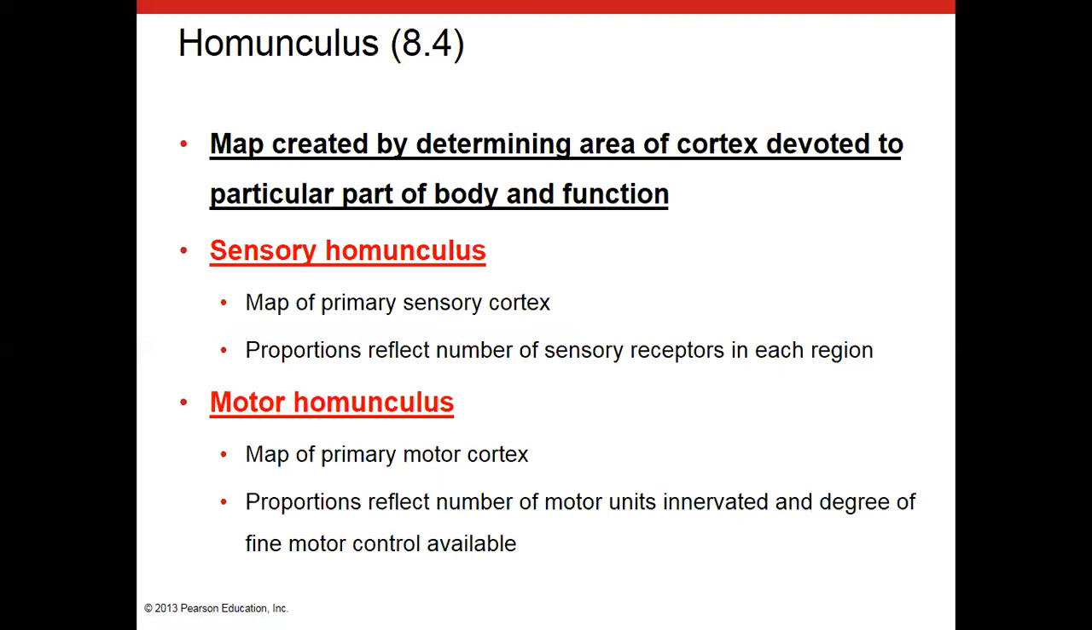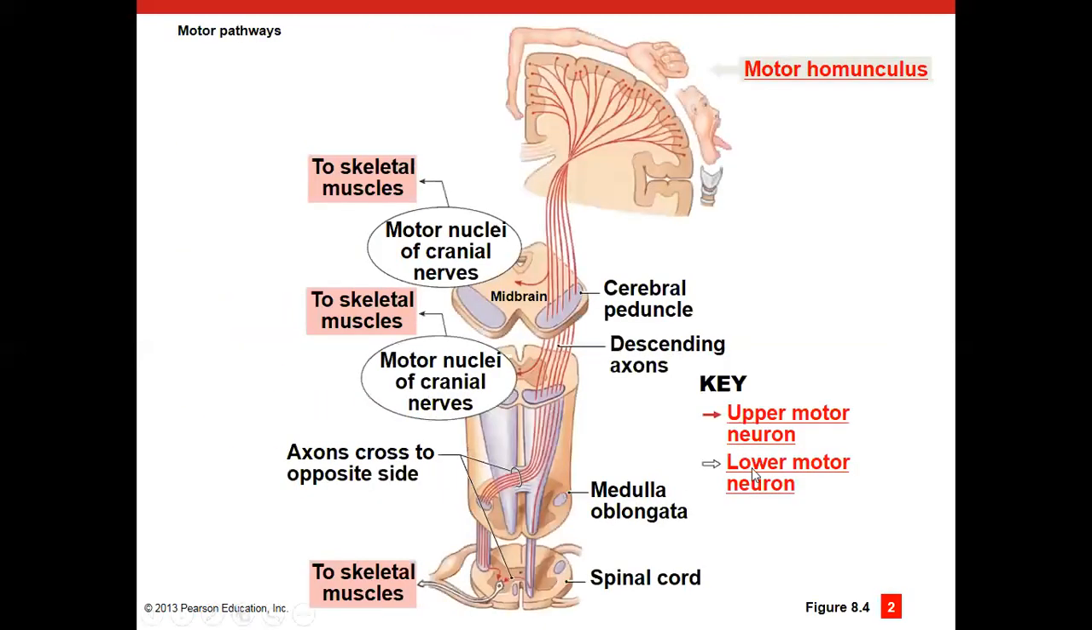So this homunculus, it's a map, basically. I said we'd come back and talk about what a homunculus is. It's a map created by determining an area of the cerebral cortex that's devoted to a particular body part and function. So the sensory homunculus is a map of the sensory cortex, and the motor homunculus is a map of the motor cortex. And it reflects the density or proportion of sensory receptors in every region. So if we flip back, take a look at how distorted the face is and how big the hand is compared to the forearm.